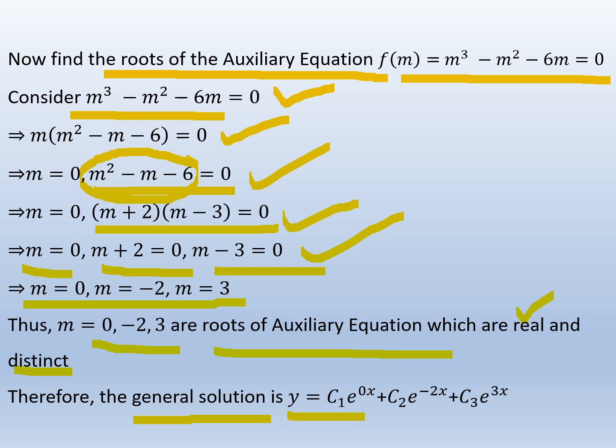y is equal to c1 times e power 0x plus c2 times e power minus 2x plus c3 times e power 3x. Therefore, y is equal to c1 times e power 0x plus c2 times e power minus 2x plus c3 times e power 3x is the general solution of the given differential equation.